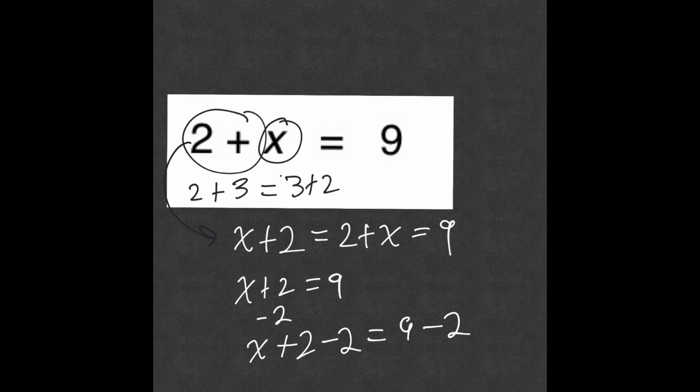Now let's simplify this. If I have x plus 2 minus 2, well, that's the inverse, so these go away. In other words, it's 0. And what I'm left with is just x. x is equal to 9 minus 2, or 7.